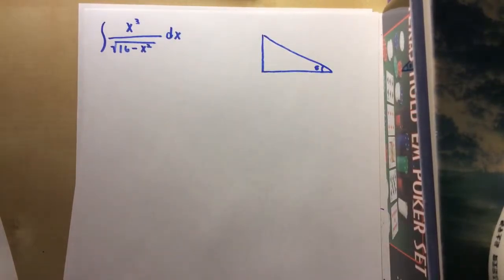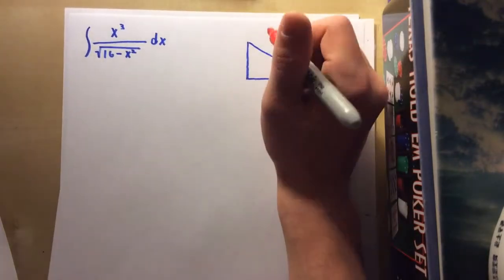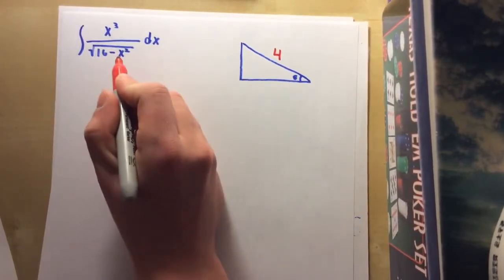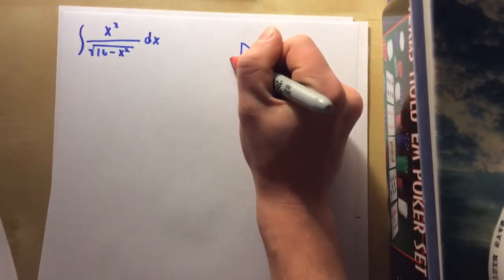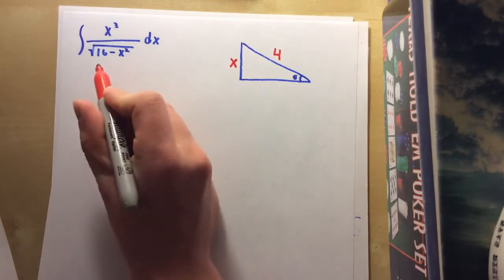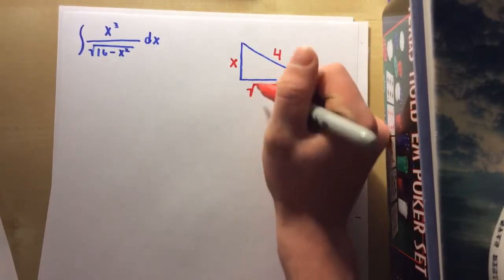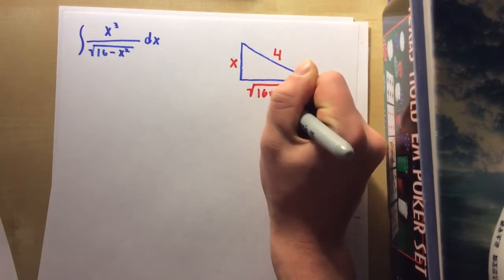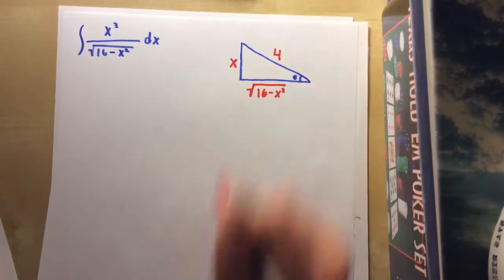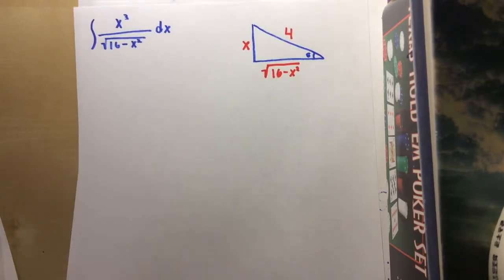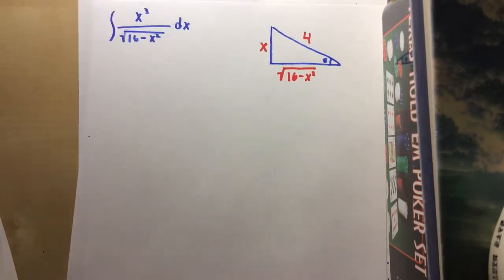So if we do our first step of filling in our triangle, we know our hypotenuse is 4, one of the legs is going to be x, and then finally the last leg is just going to be this expression right here, the square root of 16 minus x squared. So now let's go ahead and solve for x and dx.